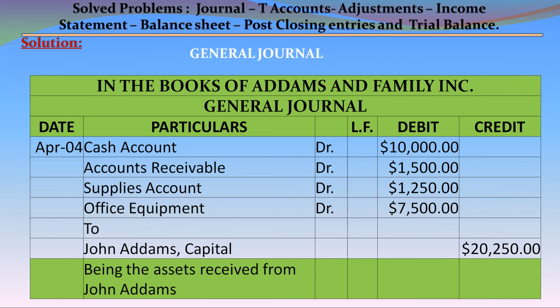General journal, in the books of Adams and Family Inc. Date, particulars, ledger folio, debit, credit. April 4. Cash account debit 10,000. Accounts receivable debit 1,500. Supplies account debit 1,250. Office equipment debit 7,500 to John Adams capital 20,250, being the assets received from John Adams.